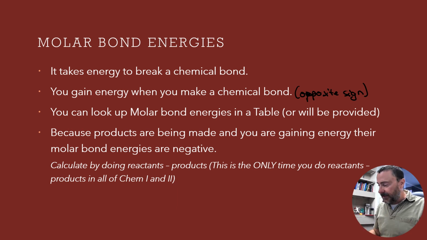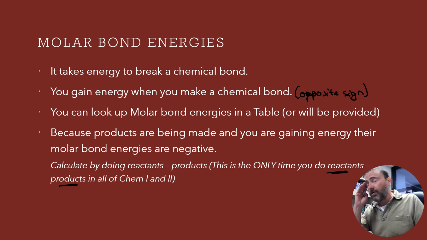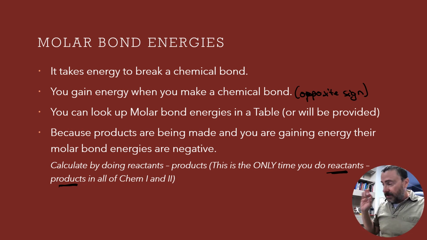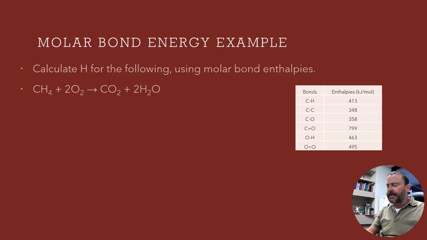When we do these, this is the only time we're going to do reactants minus products. It's always products minus reactants except when we're dealing with molar bond energies. So just keep that in mind as you're working through them. Don't get confused on it. Let's do an example. I've got some molar bond energies over there in a table for us to work with. We want to calculate the delta H, I missed a delta, for the following using molar bond enthalpies. We've got methane plus 2 oxygens forming carbon dioxide and 2 waters.